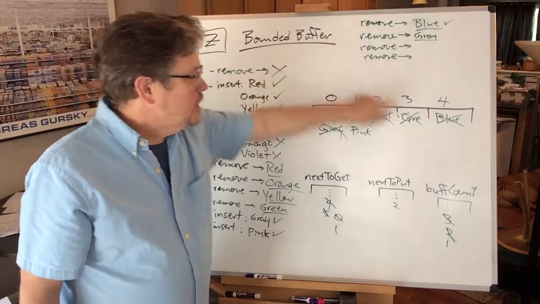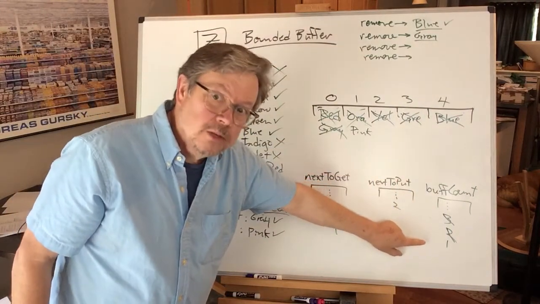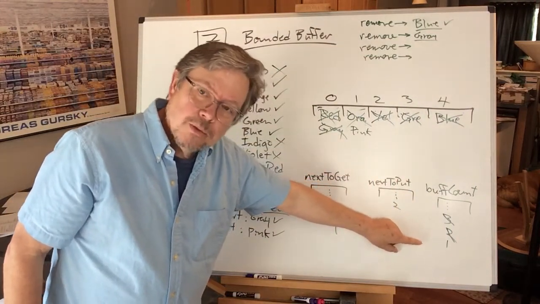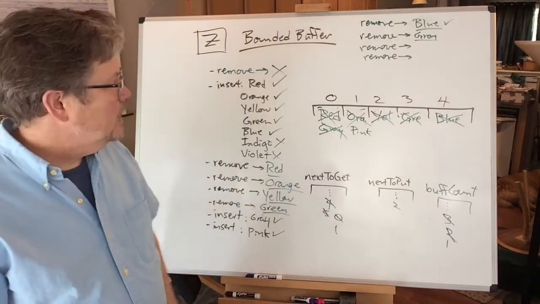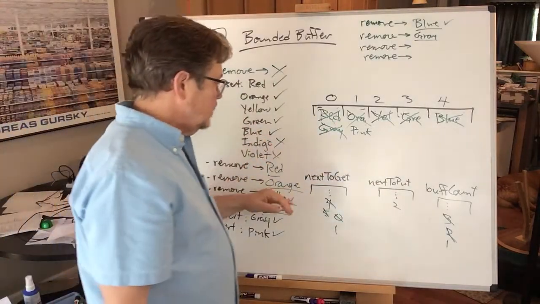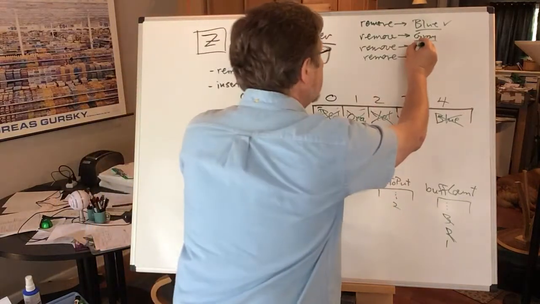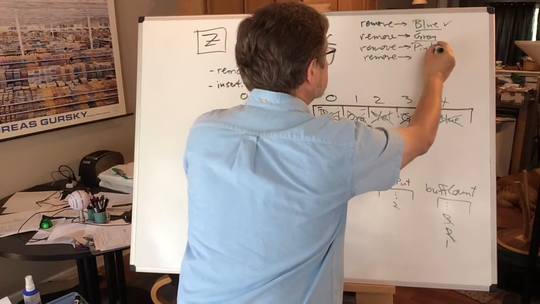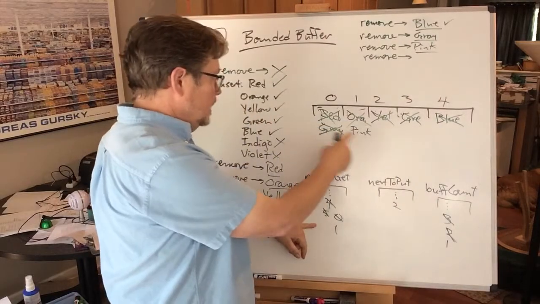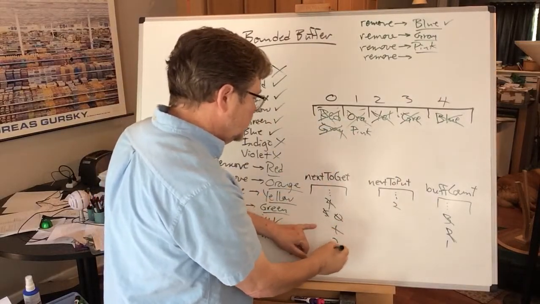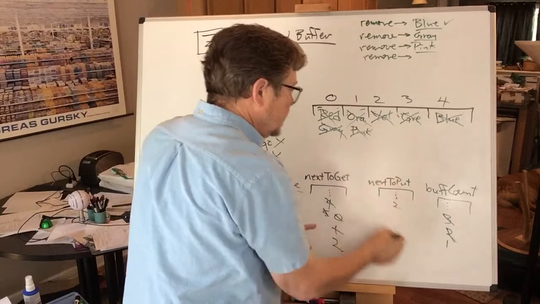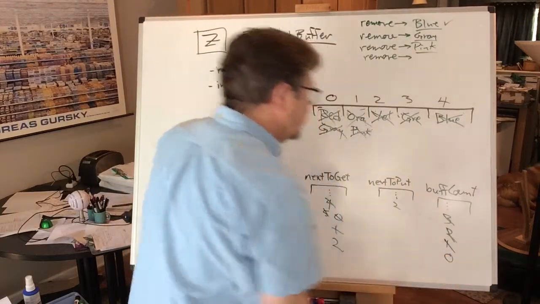Remove. Can I remove something? Yes, buff count is more than 0. As long as it's anything more than 0, it means there's some active stuff in the buffer. Let's get whatever there is to get. The next place to get something is slot 1. We get pink. When we get pink, the next to get will go up to 2. The buff count goes down to 0.